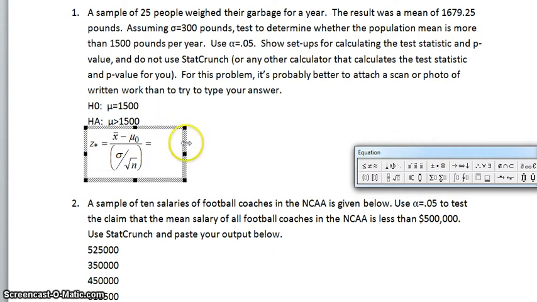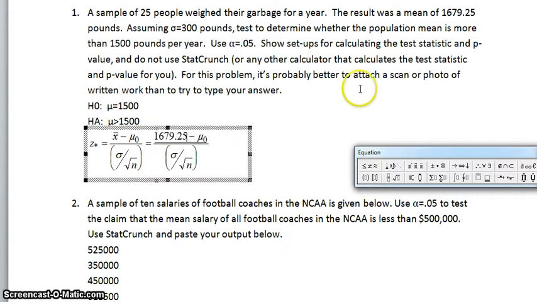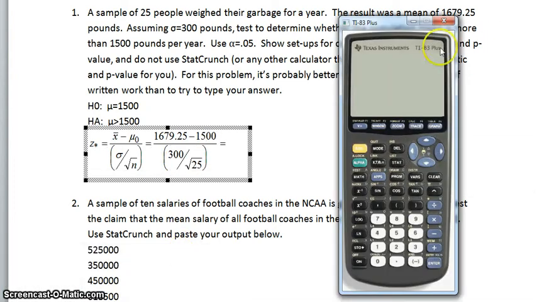So x bar is, I'm just going to copy this and we can plug in. x bar is the sample mean, so 1679.25 minus the hypothesized value, which is 1,500. Sigma, we're assuming, is 300, and our sample size is 25. So we need to be careful how we type that into the calculator, looking out for order of operations.